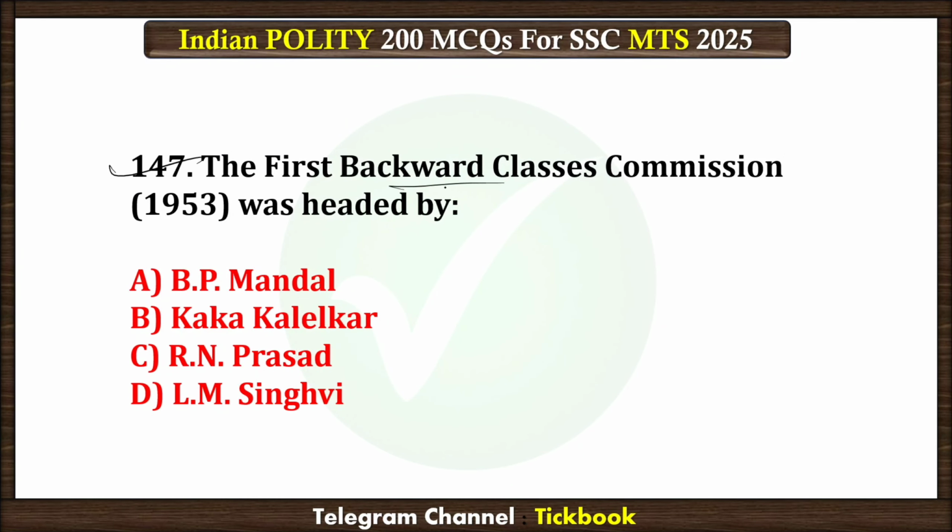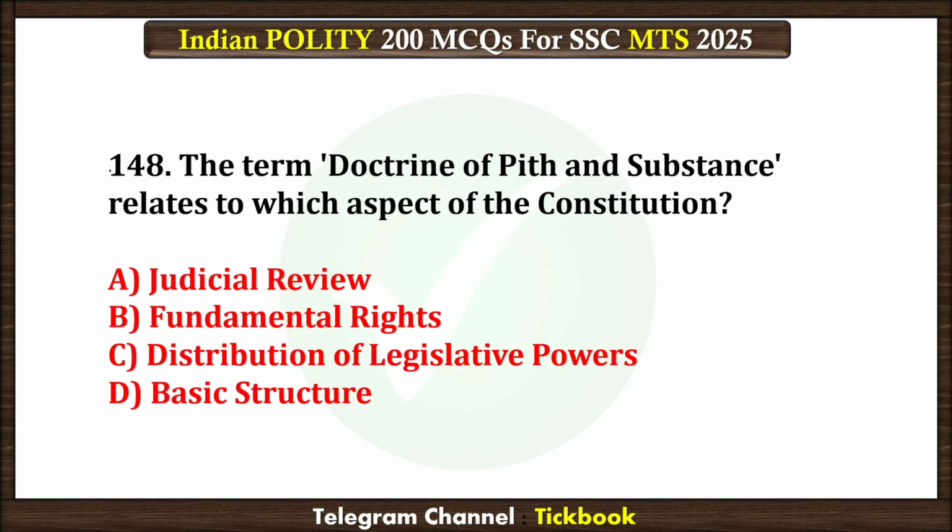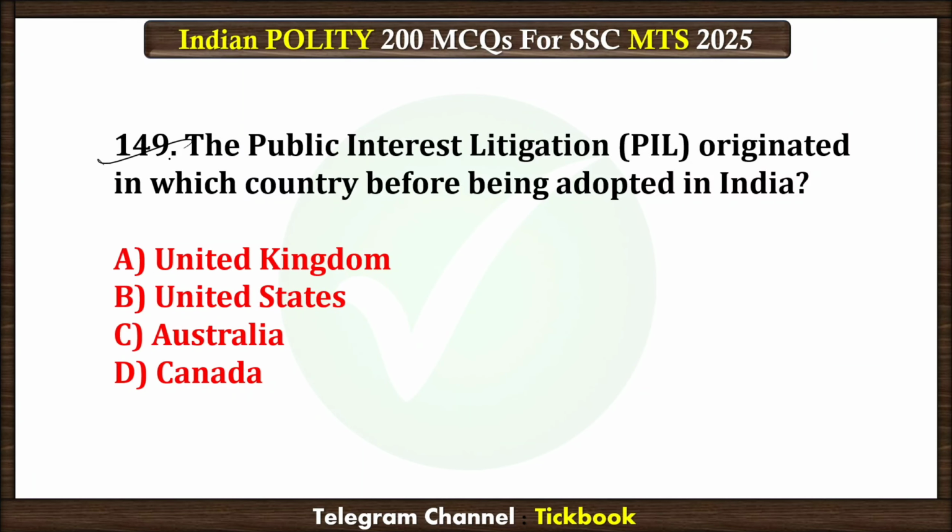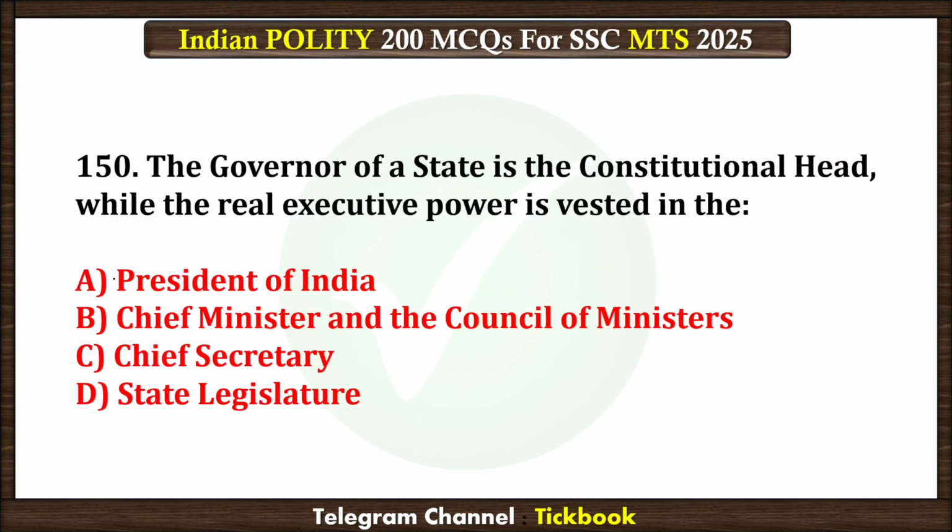147. The first Backward Classes Commission 1953 was headed by option number B, Kaka Kalelkar. 148. The term doctrine of pith and substance relates to which aspects of the Constitution? Option number C, distribution of legislative powers. 149. The public interest litigation, PIL, originated in which country before being adopted in India? Option number B, United States.